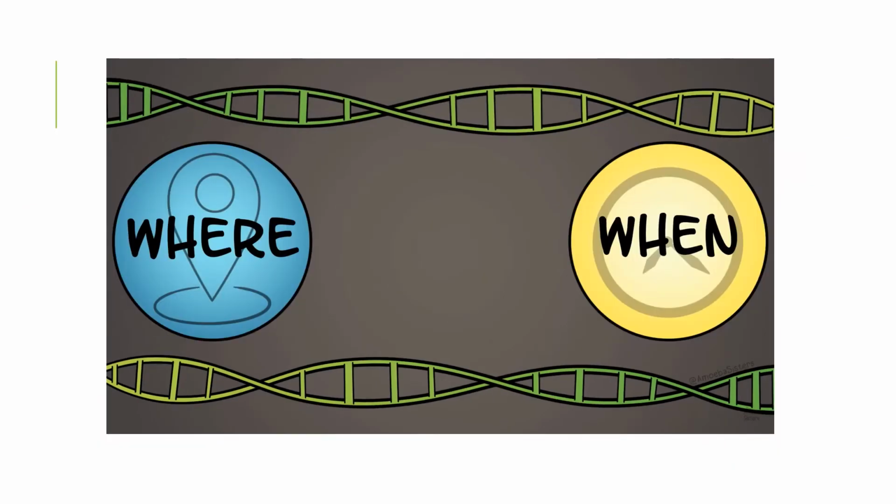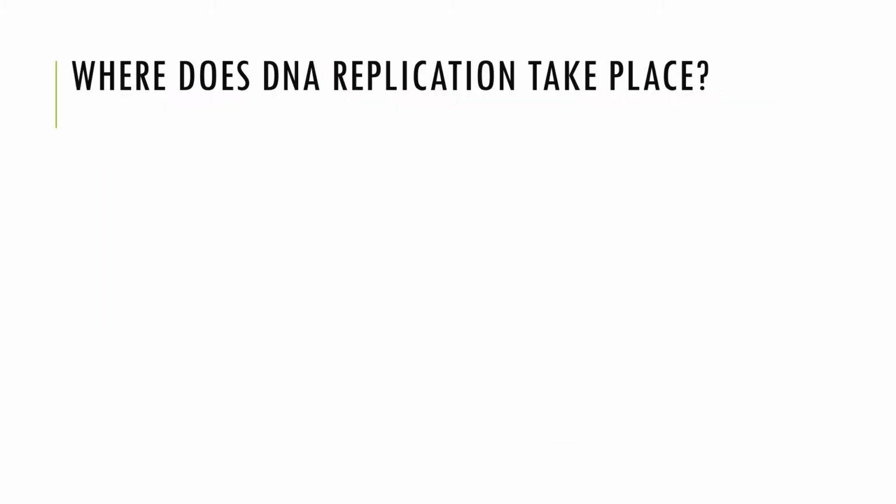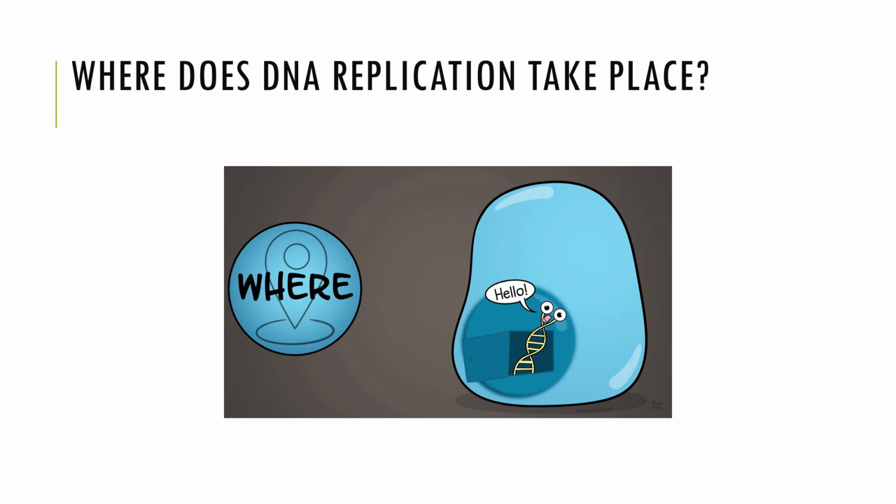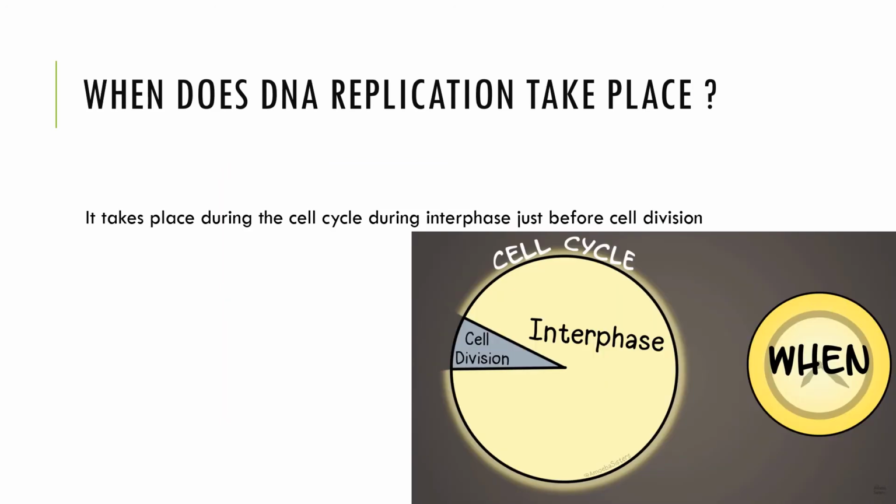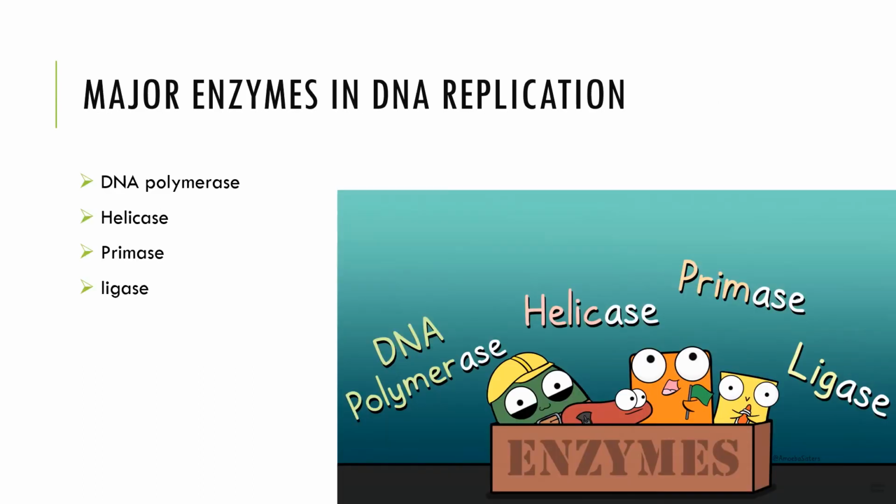So, DNA replication. Now, where and when does this take place? The first answer is kind of obvious, that it takes place in the nucleus. But when does it take place? It takes place during the interphase of the cell cycle, just before the cell division.